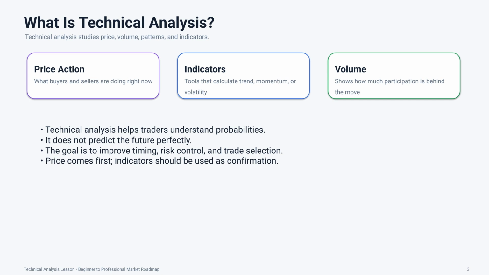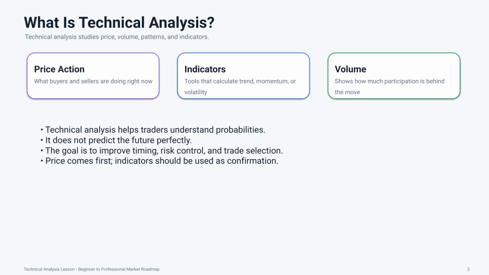The second part is indicators. Indicators are tools that calculate information from price, trend, momentum, or volatility. Examples include moving averages, RSI, MACD, VWAP, Bollinger Bands, and TTM squeeze. But remember, indicators should not be used by themselves. They are there to confirm what price is already showing us.